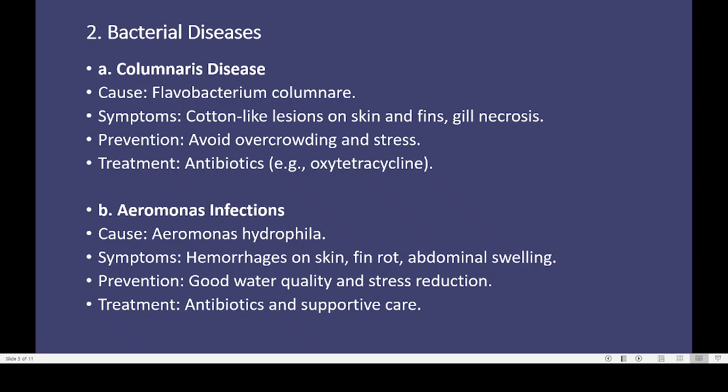So this kind of hemorrhages on the skin and fins, then rotting. Rotting means decaying of the fins, and swelling of the abdomen. These are the three major symptoms. And coming to prevention, mainly ensuring the quality of the water. That is why water quality management is very important in this. Then we can also use antibiotics and supportive care. These are the things that we can do to ensure the prevention of this Aeromonas infection.